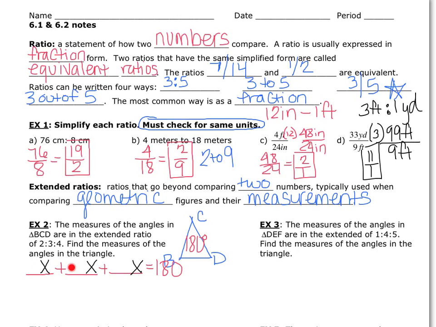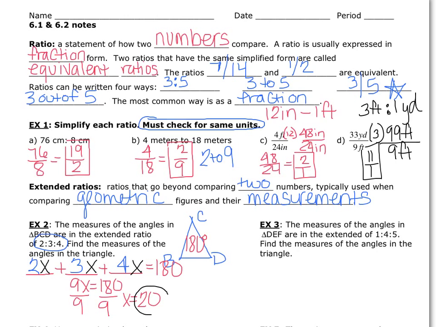Now, we have to have something here to help us still solve. Well, we don't know the actual measurements, however, we are given the information of the ratio. So you're going to use the ratio to help you determine the actual measurement. So there you go. Now you're going to combine all those like terms. 2 plus 3 is 5, plus 4 is 9 x's. You're going to divide by 9. Your x is going to be 20. So find the measures of all the angles.